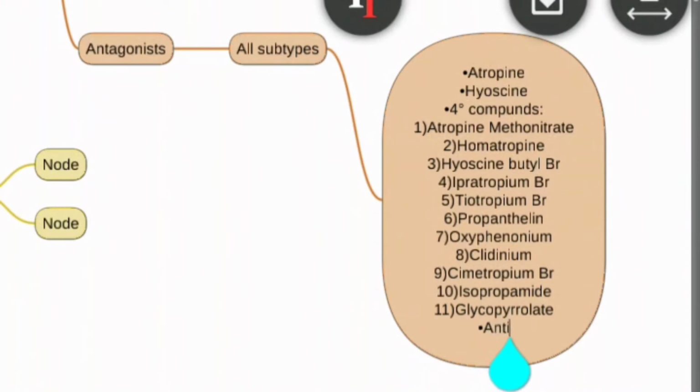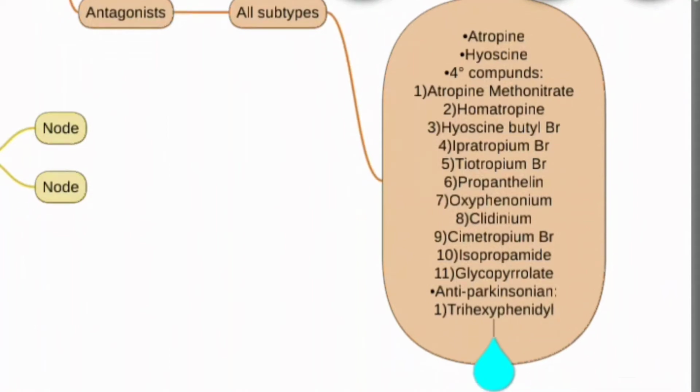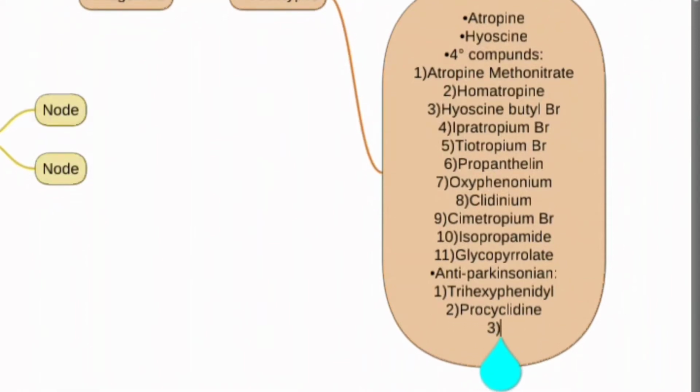Also, anti-Parkinsonian drugs. First, trihexyphenidyl, also known as benzhexol. Second, procyclidine. Third, biperiden.